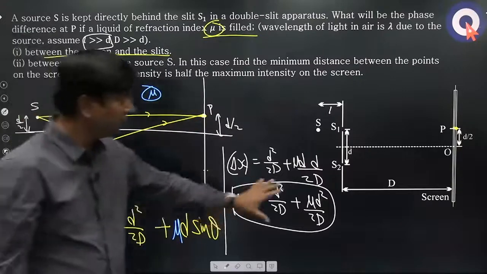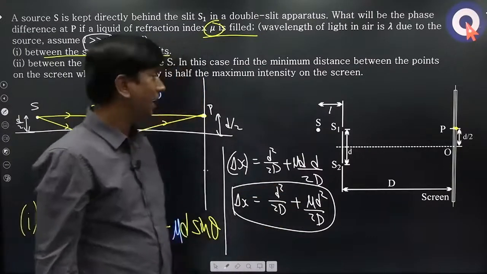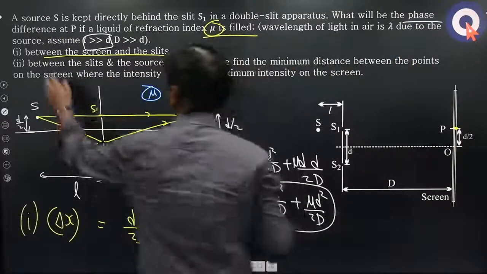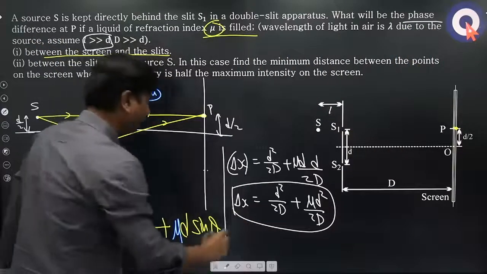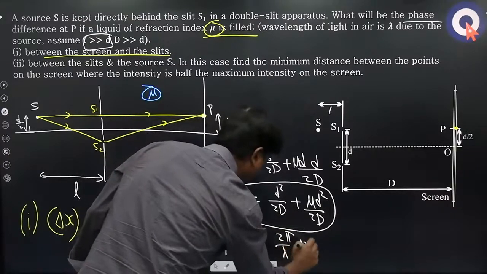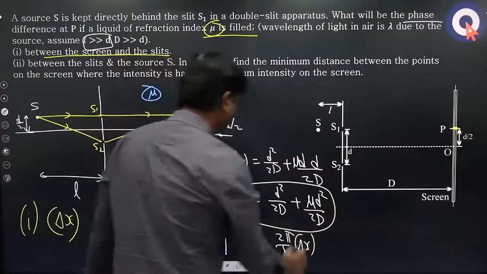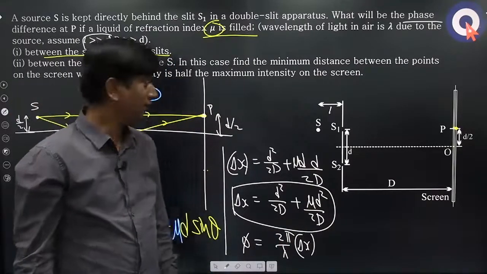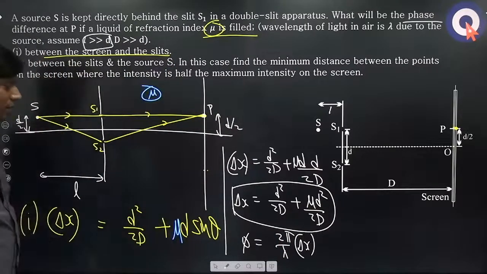So once this is the net path difference, then automatically you can find what is the phase difference also. Okay, so phase difference is simply equal to 2 pi by lambda times delta x. Okay, so that you can put it. So just they are asking the conditions, right? This is the first bit.